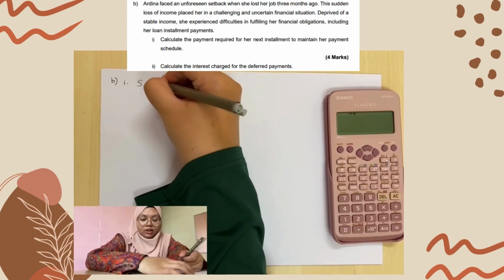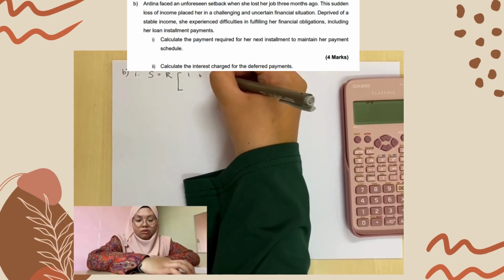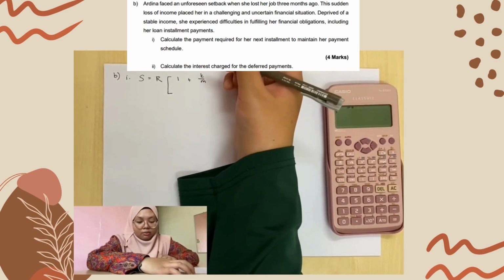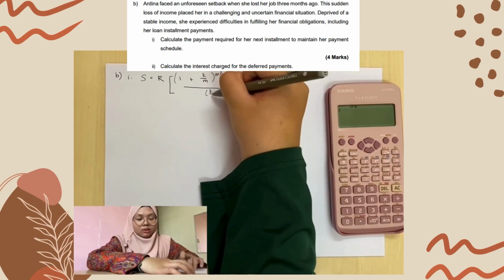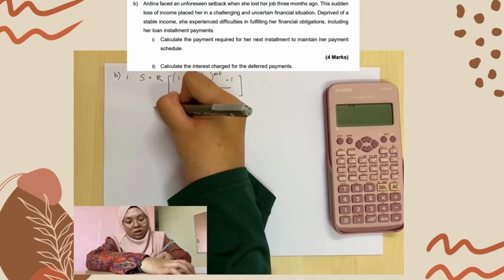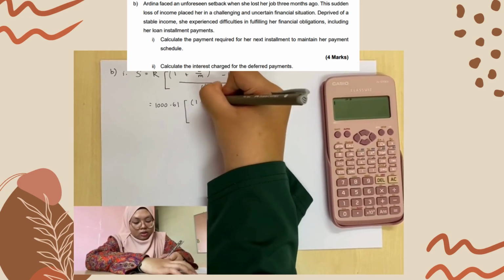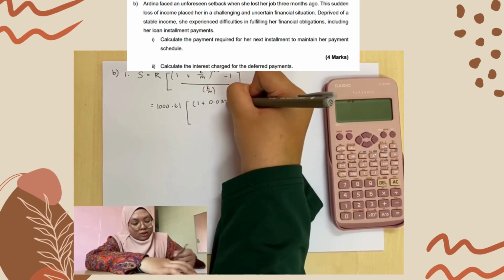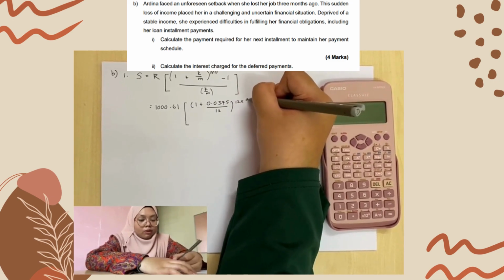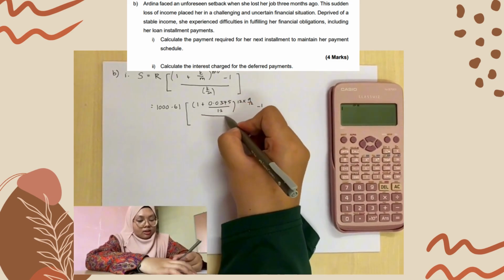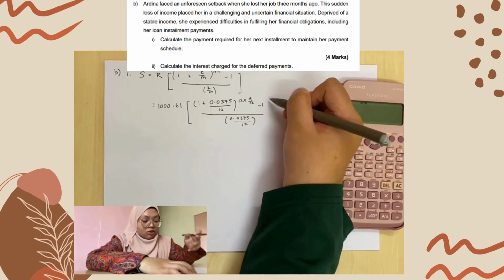So for question B, we need to find the value of the future value, which is we are going to use the formula of S equals to R in bracket 1 plus K over M to the power of MT minus 1 over K over M. So we just substitute all the amount inside the formula. We use R that we just found just now, which is 1000.61 in the formula, and we just substitute it 1 plus 0.0375 over 12 to the power of 12, and time we use 9 over 12 and minus 1 over 0.0375. So we just use our calculator to solve this question.